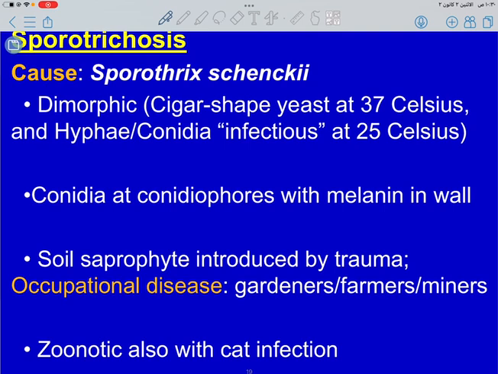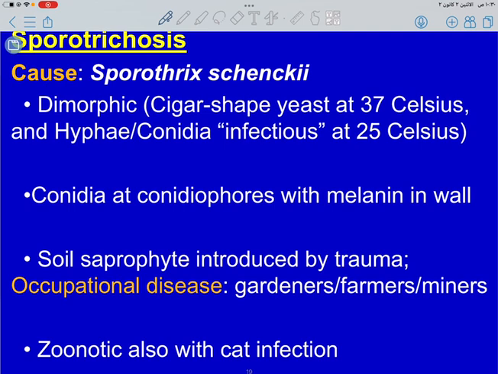These Sporothrix schenckii are present in the soil, are saprophytes. شو معنى saprophyte؟ تعيش يعني في مكانات الانفايرمنت، في الحديقة، في الفارم، في الشارع، في أي مكان. And introduced into the body by trauma, as I said, spring. So it is occupational disease. In gardeners, in farmers, miners, شو الماينرز؟ يعني عمال الفحم الحجري.